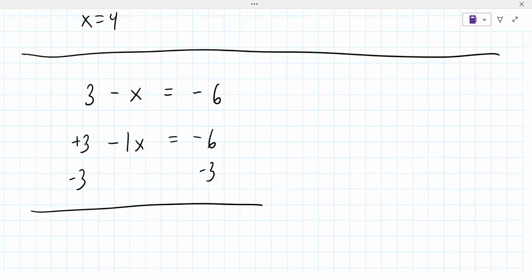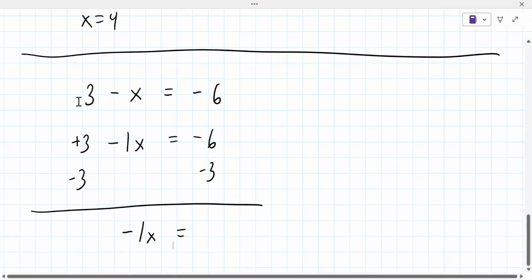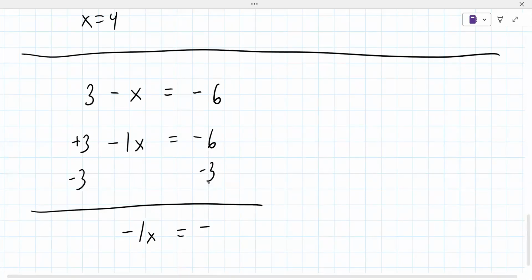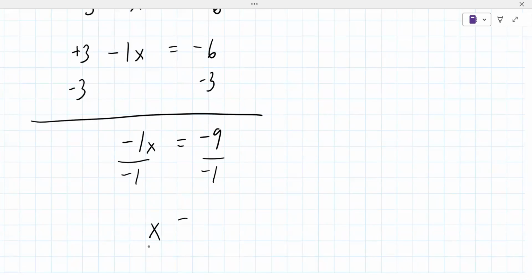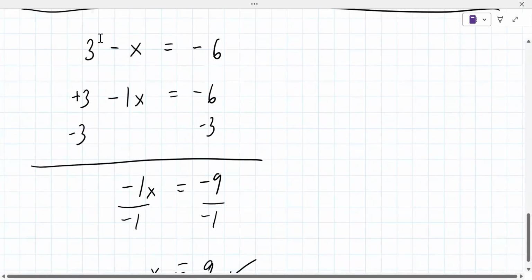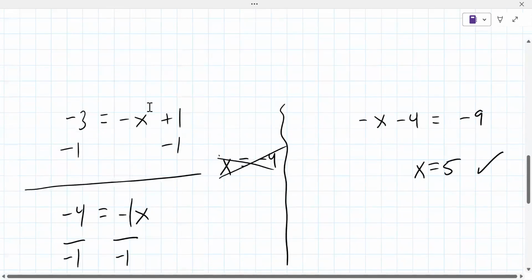It's a simple thing to say, but if you don't get this down, you're going to really struggle when you're solving these equations. So what is -6 minus 3? -9. And just like before, you divide by -1. So x equals what? 9. Good.